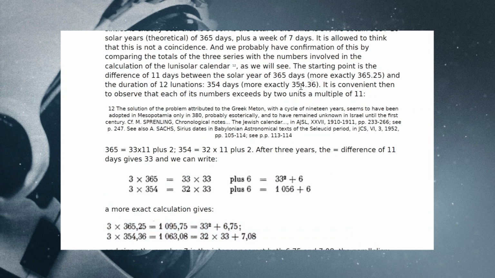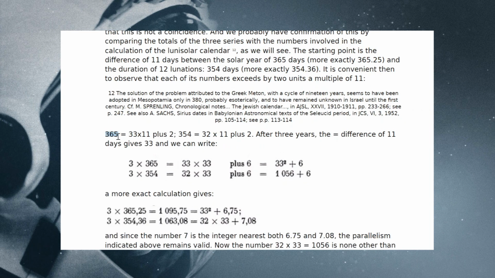So the 11 difference, the day difference between the solar and the lunar year, and also the fact that the solar and the lunar year each exceed by 2 days, if you will, a multiple of 11. So in the case, let's just look at right here. In the case of a solar year, it's 33 times 11 plus 2. So 33 times 11 is 363. So plus 2 more days, you get a solar year. A lunar year is 32 times 11 plus 2. After 3 years, the difference of 11 gives 33.